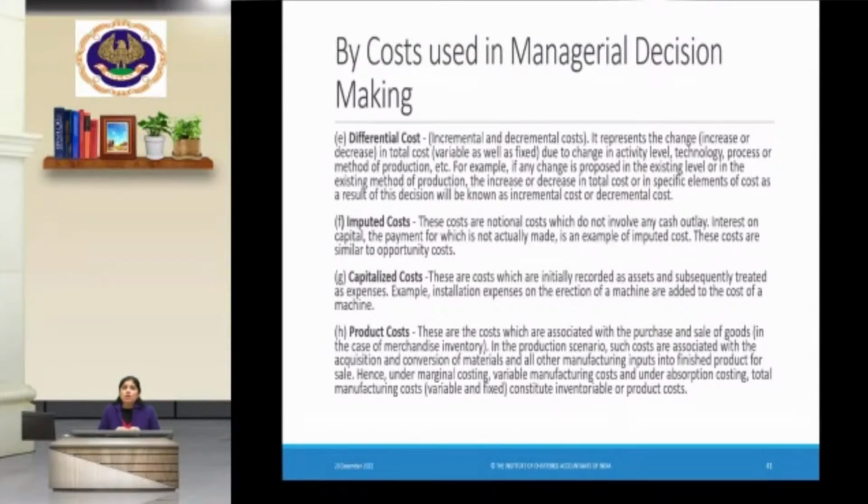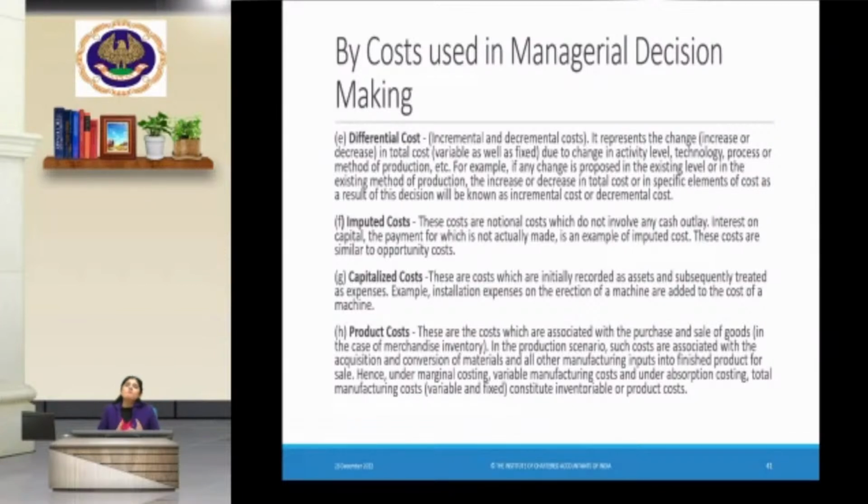Product cost: any cost associated with the manufacture of the product will be the product cost. So direct material, direct labor, direct expenses, direct cost, prime cost, product cost are all the same. All right. Generally, product cost has also some non-manufacturing costs, but mainly product costs are direct costs. These costs are associated with the purchase and sale of goods. In the production scenario, acquisition and conversion of materials and manufacturing inputs into finished product is also basically the product cost.